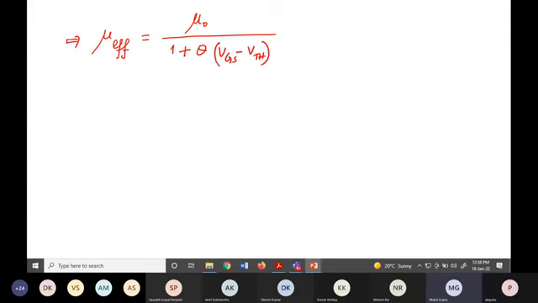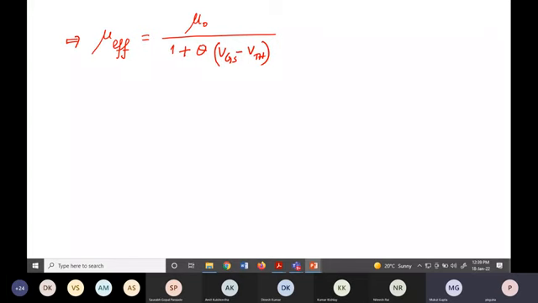So one of the popular models is mu effective. The effective mobility is mu naught, that is the long channel mobility, over 1 plus theta (VGS minus VTH). This is one of the empirical models of mobility.